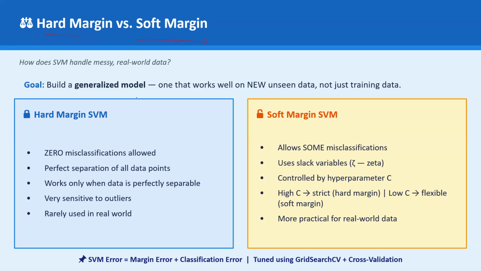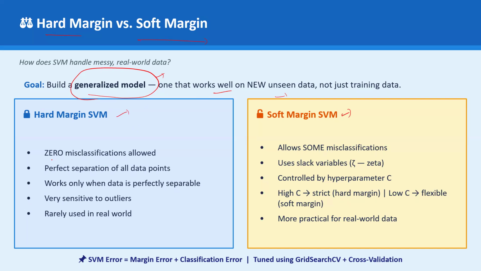We want to achieve a generalized model, so that with any type of data I can easily separate the two classes. A generalized model works very well on new, unseen data points. To achieve this, we will try to understand what is meant by hard margin and soft margin, which is what we need to achieve.